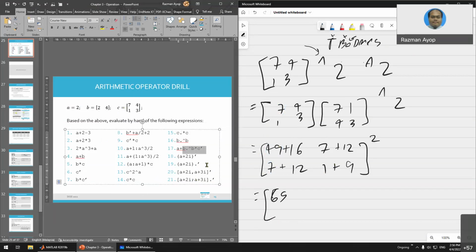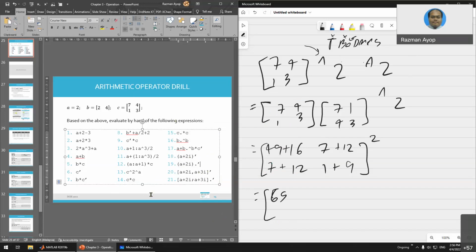And don't forget about the board mass. Okay, and for this one, make sure you know how to transpose for complex number, okay? And for array and matrix operation, make sure you know the difference.